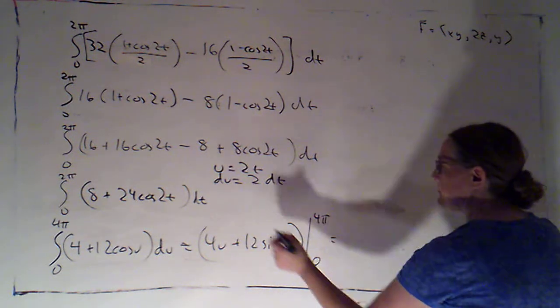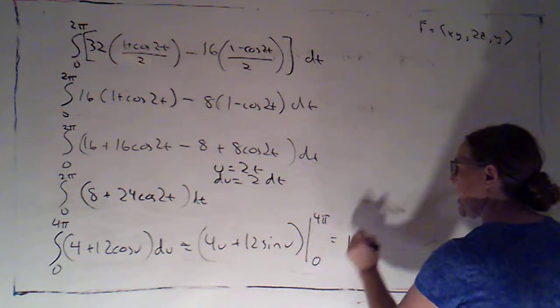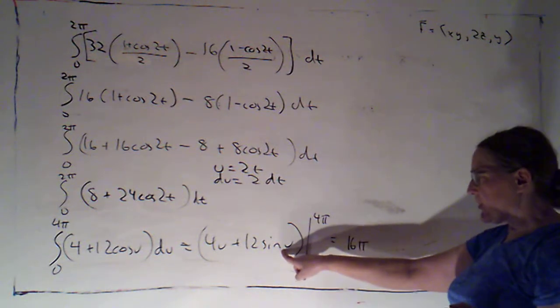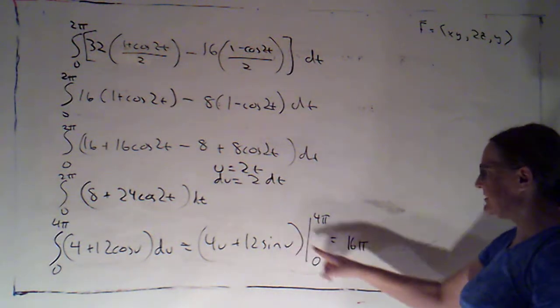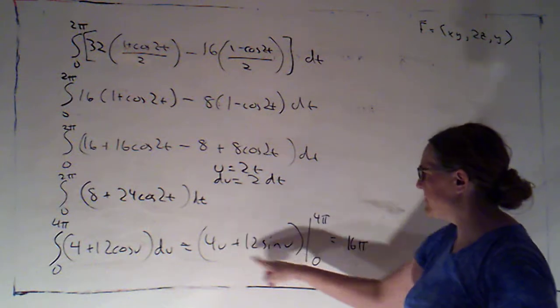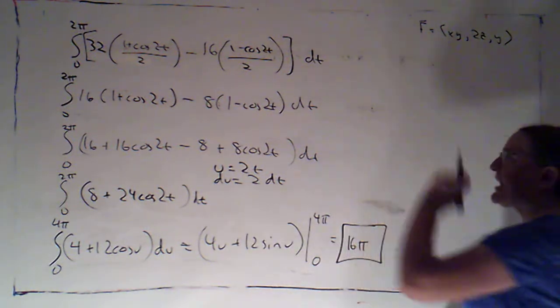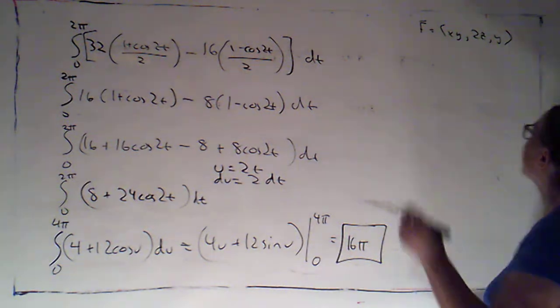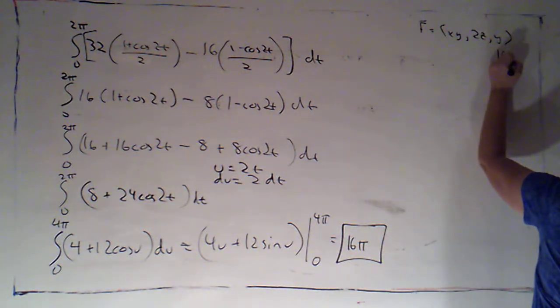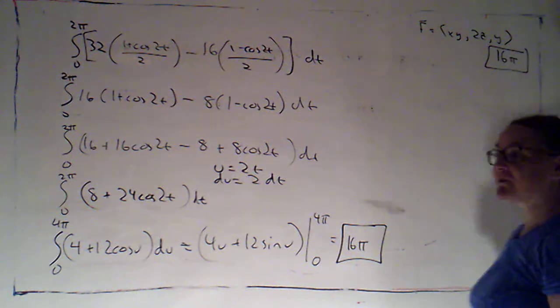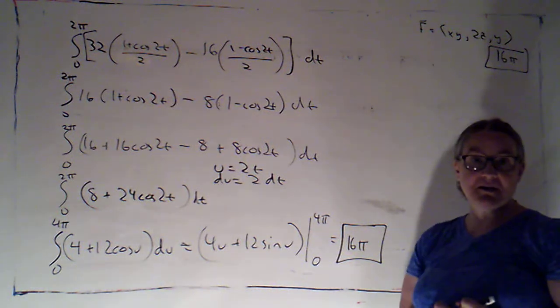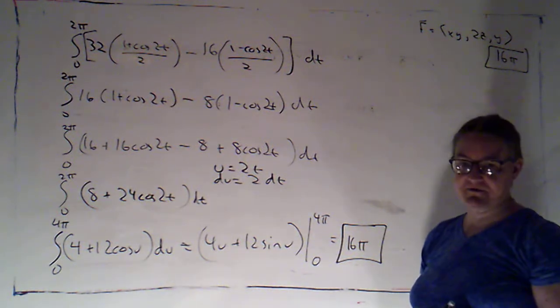Okay, so 4 times 4 pi is 16 pi. Sine of 4 pi is just 0, so I'm adding 0. And when I plug in 0 to either of these terms, I'm just going to get 0. So we get 16 pi. All right, I'm going to write that down up here, because what we're going to do in the next video is we're going to come back and we're going to use Stokes' theorem to evaluate this as a surface integral instead.